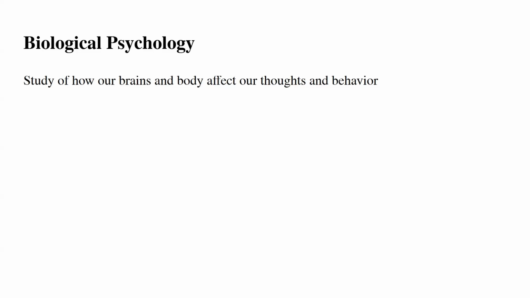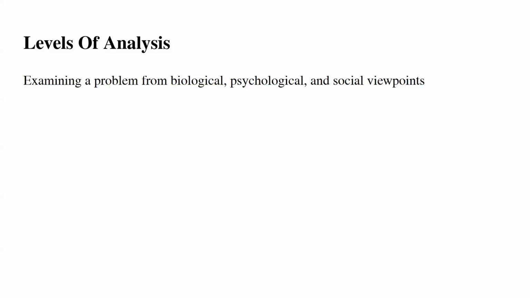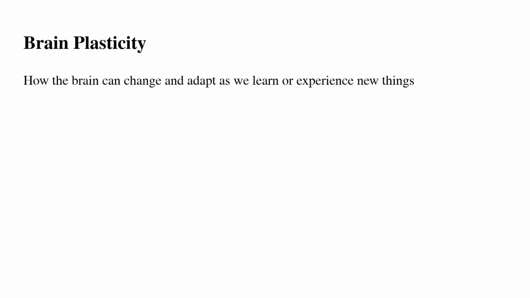Biological psychology is the study of how our brains and body affect our thoughts and behavior. Levels of analysis is examining a problem from biological, psychological, and social viewpoints. Brain plasticity is how the brain can change and adapt as we learn or experience new things. Lesion is damage to a specific part of the brain.